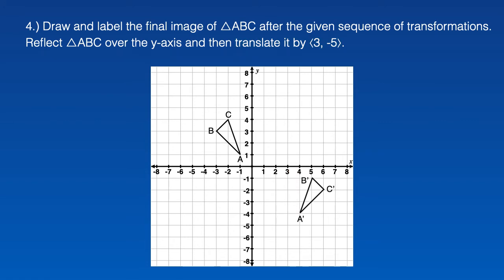Now, keep in mind that the first number controls the movement left and right. If that first number is positive, that means you move it to the right 3 times. If it would have been negative, I would have moved it to the left 3 times. And the second number in the vector controls the movement up and down. Since it was negative, that means I move it 5 units down. If it would have been +5, that would have meant move it 5 units up.